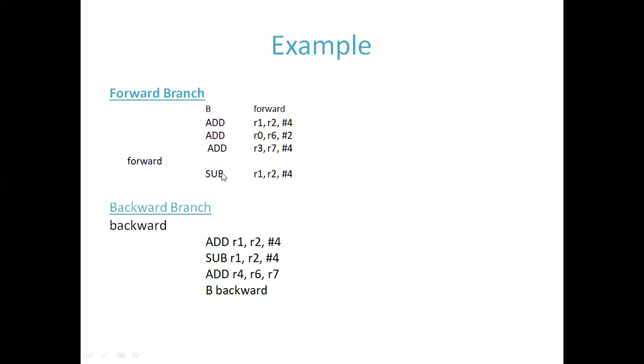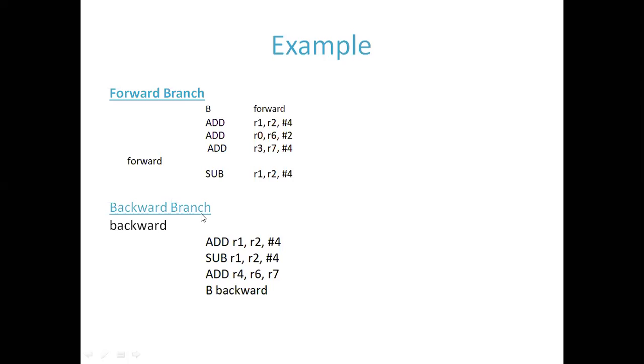Once it is done, your execution control has to come back to this point, that is add R1 comma R2 comma hash of 4, that is the immediate value. So this is a forward instruction, or the forward branch, that is your execution control will be transferred forward to the next instruction, right? This is called the forward branch.